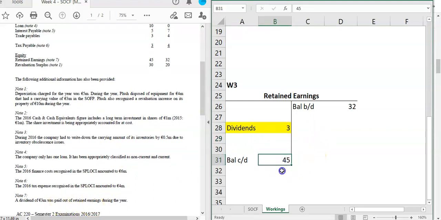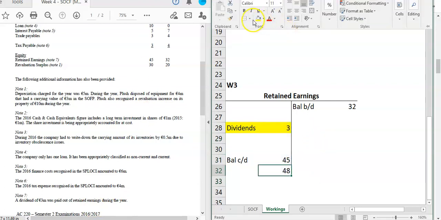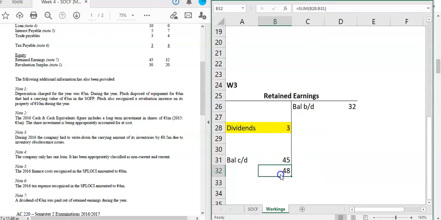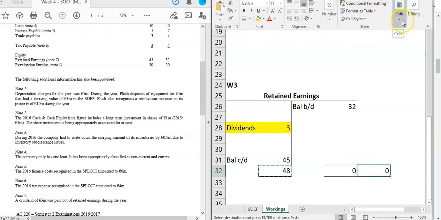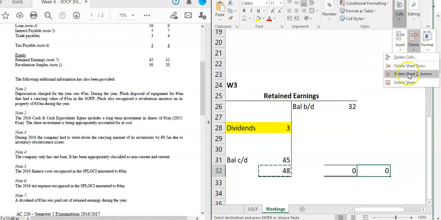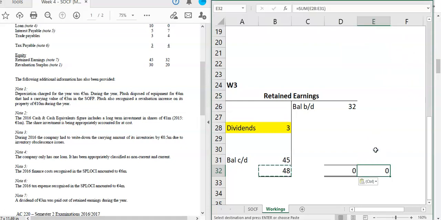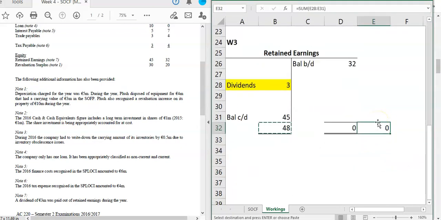And that must mean then, well, this side is totting to 48, and we'll put that as a total. The other side must have totted to 48 as well. So we're saying, how can we go from retained earnings of 32, paying a dividend out of 3, and still get retained earnings of 45? And that must mean this has to be 48 as well. So your SOPL, your profit for the year, must be 16.